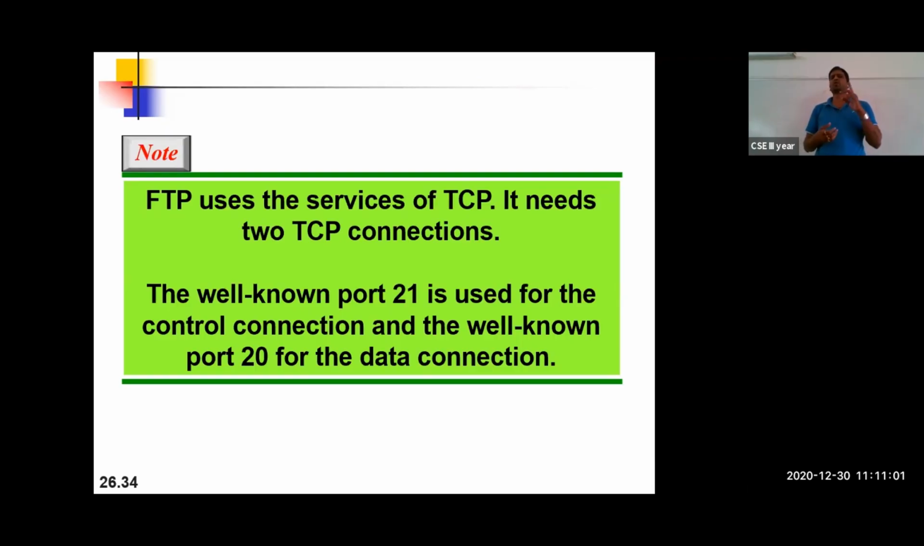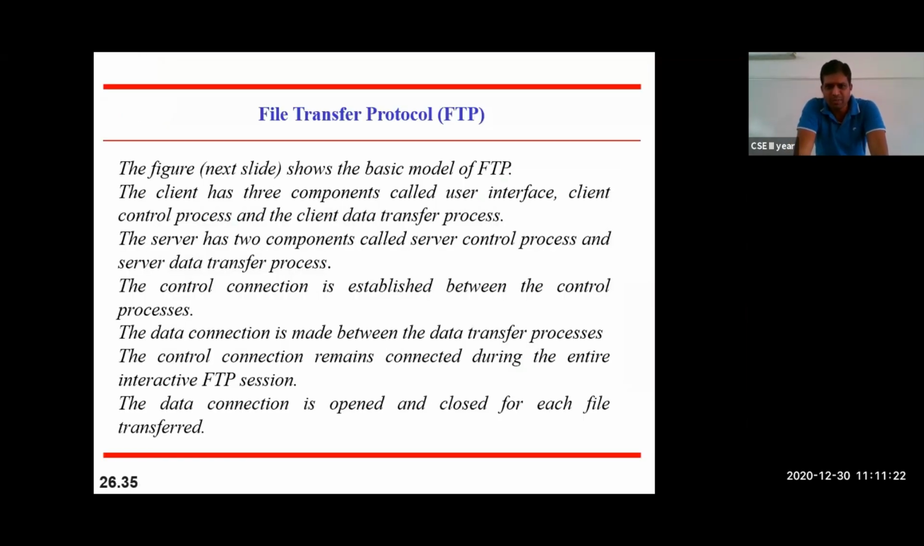The control connection uses port 21. They are well-known ports. Well-known ports, remember, for the objective section, I may ask or may not ask. The well-known port number 21 is used to establish a control connection, and well-known port number 20 is used to establish the data connection. Right. So, file transfer protocol.